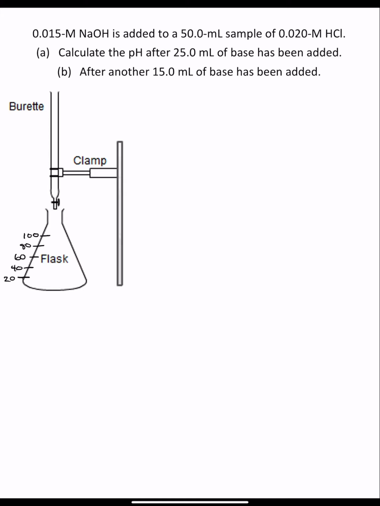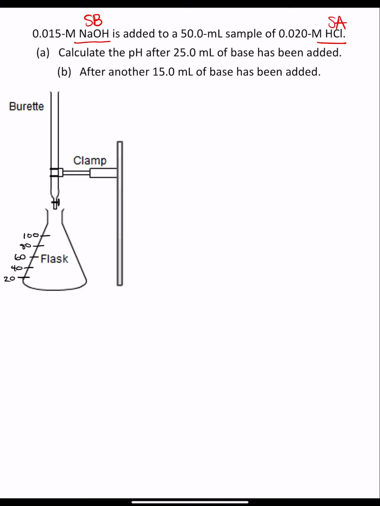First thing that it's useful to do is figure out what type of titration you have. And so if I read the problem, I see that I have NaOH, which happens to be a strong base, and then I have HCl, which happens to be a strong acid. So this is a strong titration.